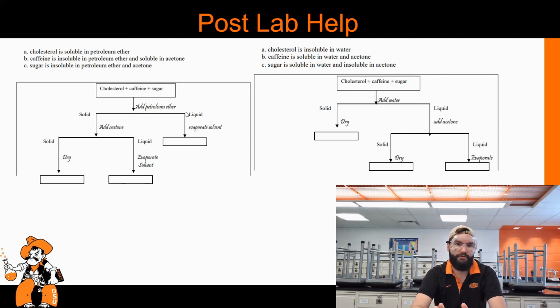It's going to be the only one that's soluble, so it's going to go into the liquid side. Everything else is going to be insoluble, stay in solid. Then I would add my acetone to separate off the sugar from the caffeine. All right, and you use the same kind of rules to help you out with the second one, so number 5.